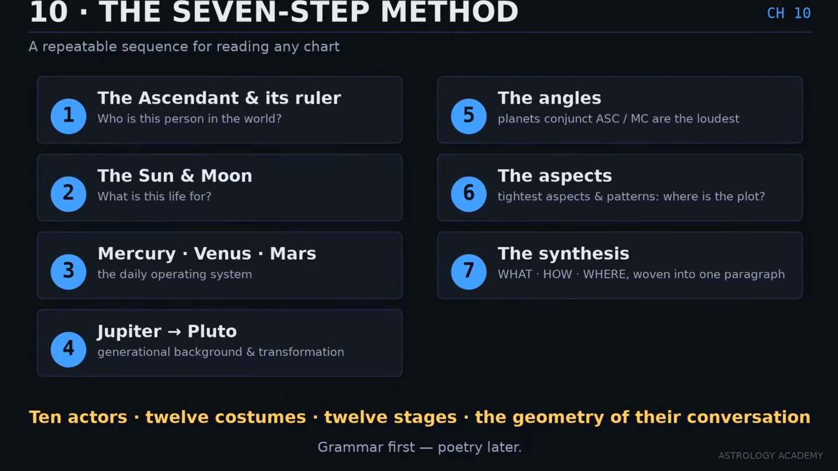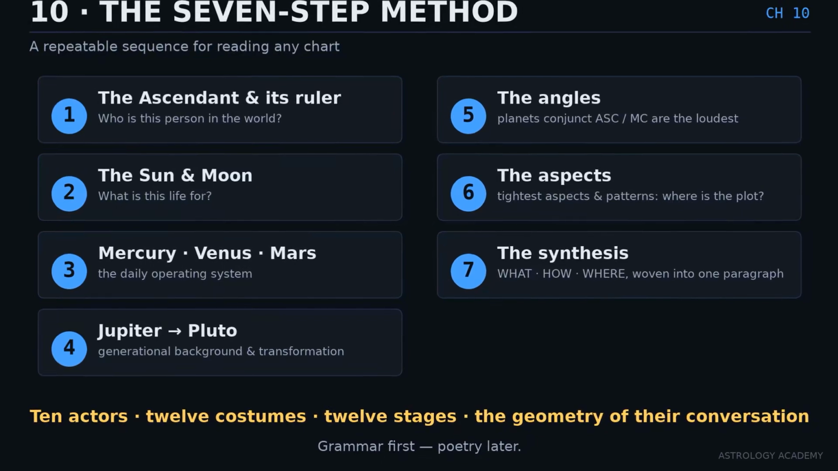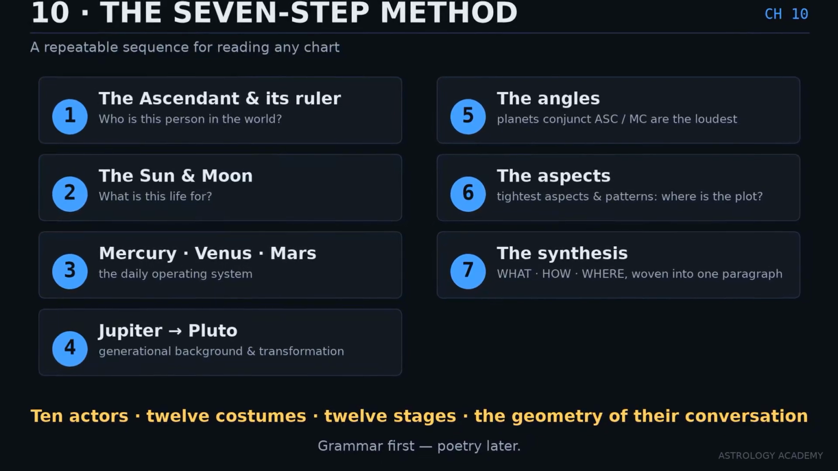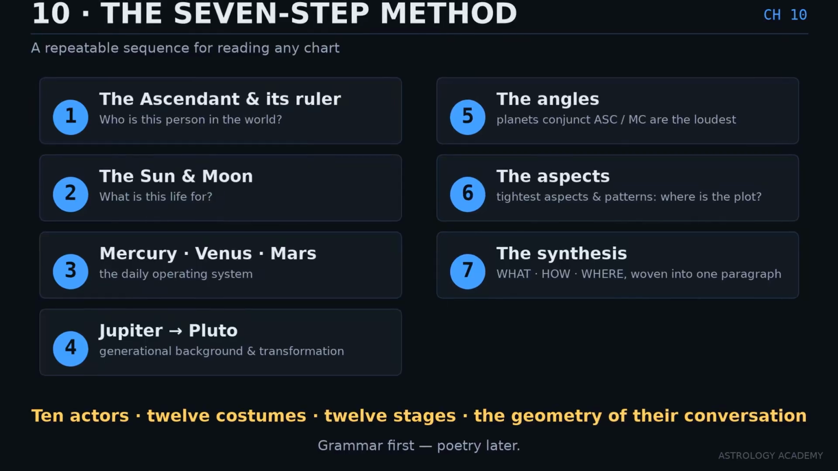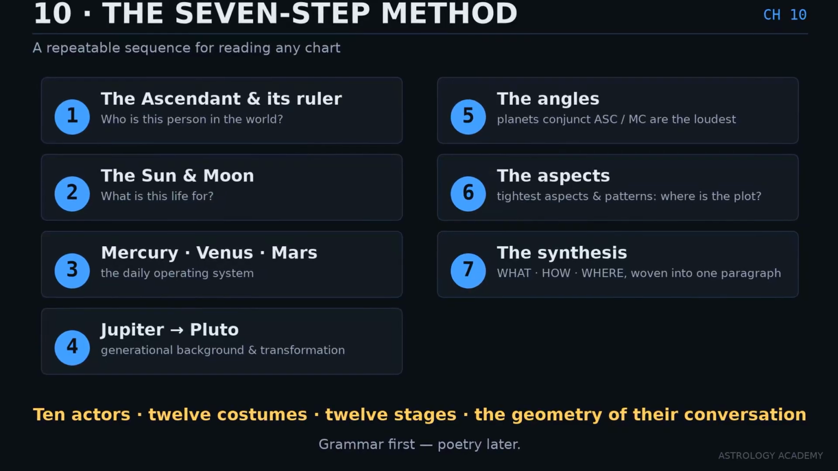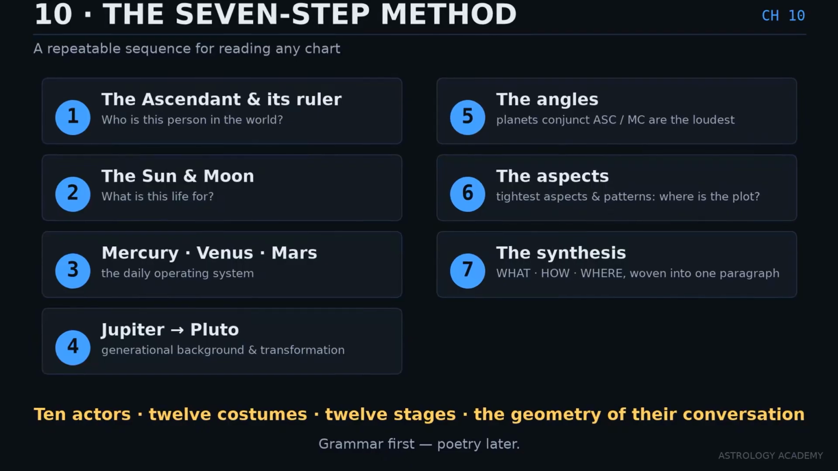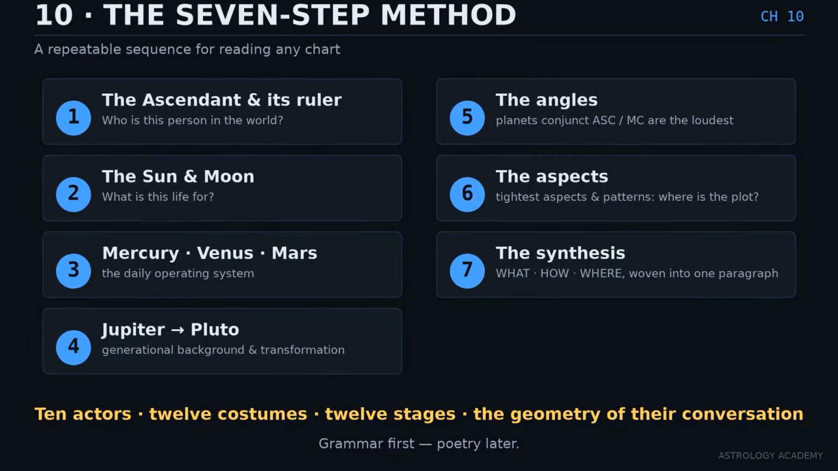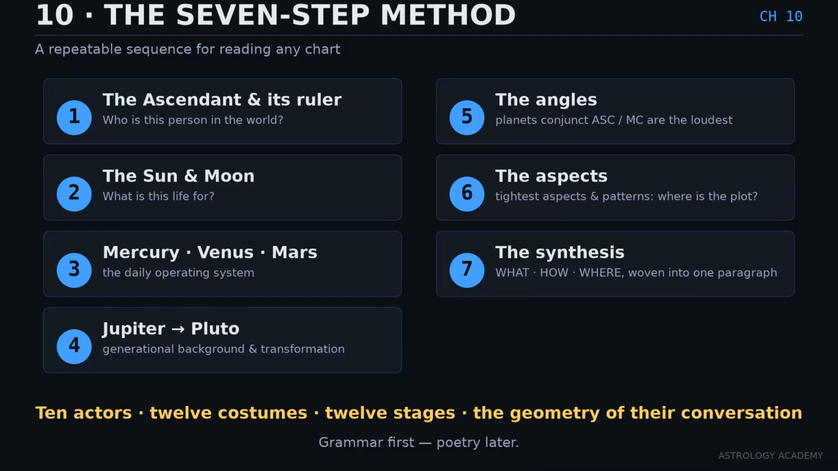That's it. That is the entire mechanics of a natal chart, 10 actors, 12 costumes, 12 stages, and the geometry of their conversation. Astrology is a language, and like any language, it is learned in grammar first, and poetry later. Today you learned the grammar. The poetry will come with practice.